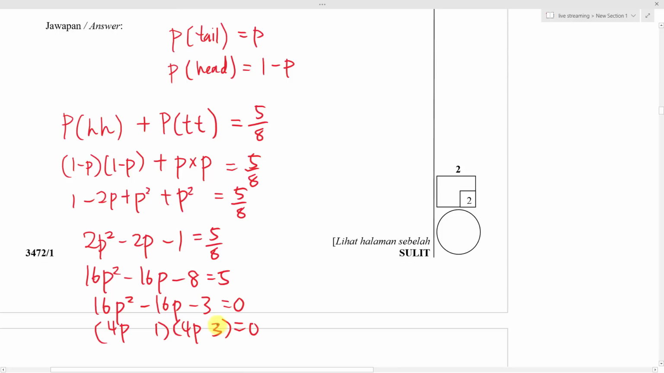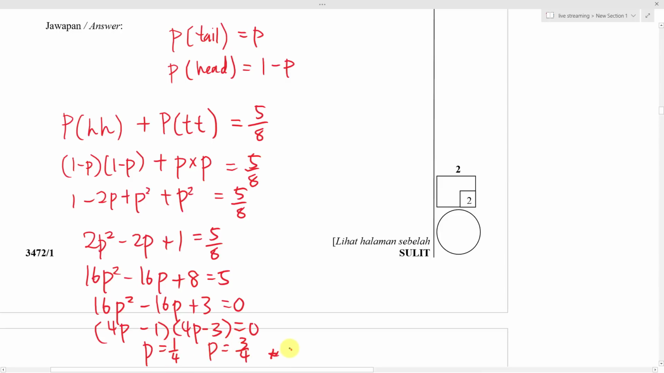But I want to get a negative 16. I hope I didn't copy wrongly. Yeah, this is positive 1. I'm so sorry. So this is positive 8. So this is positive 3. So yep, that is correct. Minus for both. So p can be either 1 over 4 or p can be 3 over 4.